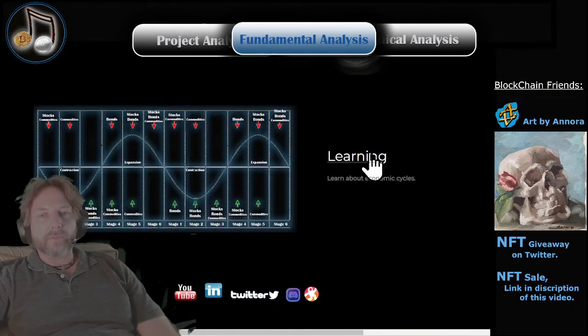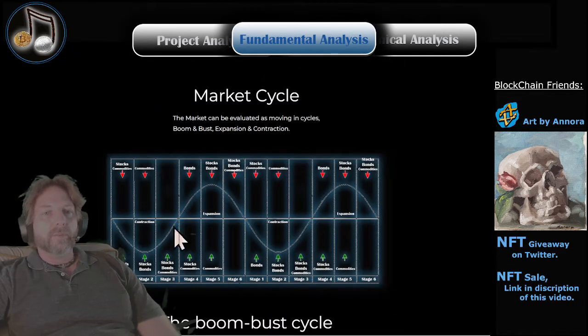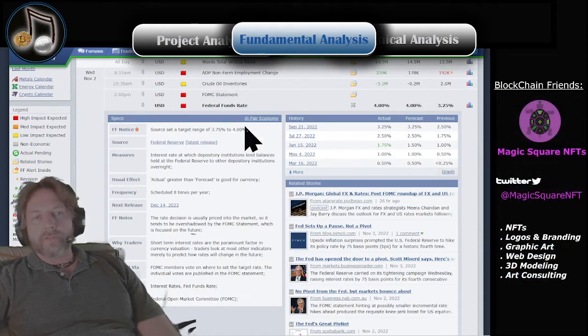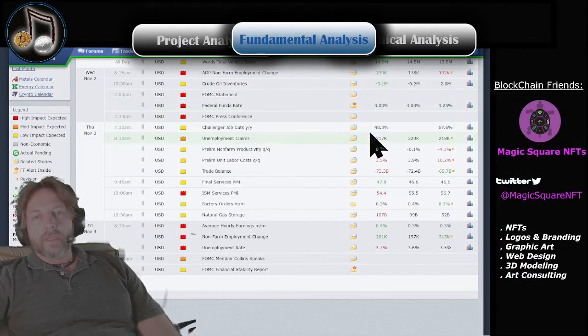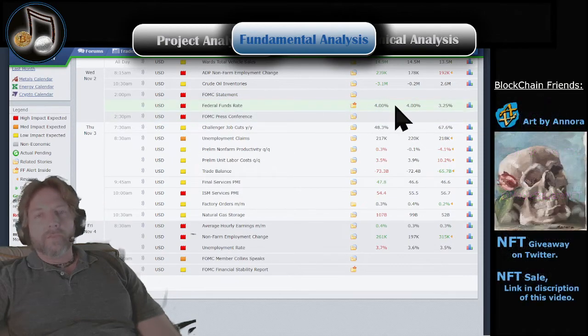So I'm on my website. We're going to go down to the learning section on the website, look at the market cycles here. We're also using the Forex Factory calendar. And we see that the federal funds rate is 4%. This came out as expected.